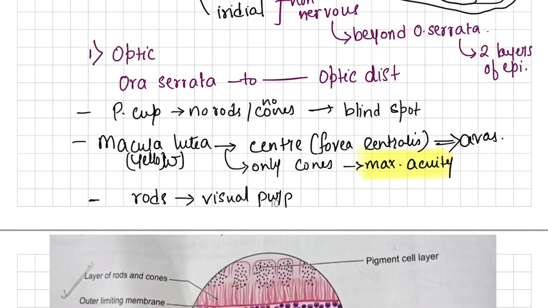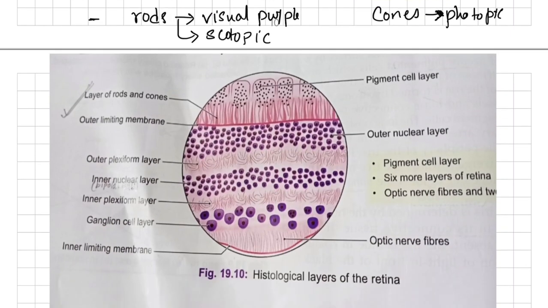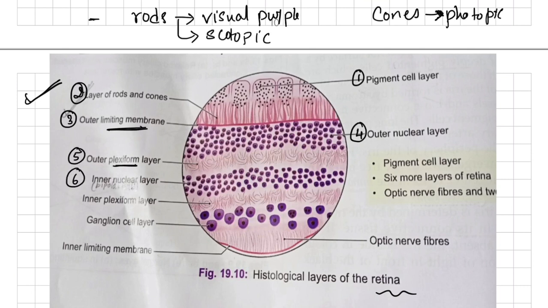Now rods are said to have visual purple and they show scotopic vision, while cones show photopic vision. Now there are 10 layers of retina which we need to learn. First is the pigment cell layer, rods and cones, outer limiting, outer nuclear, outer plexiform, inner nuclear, inner plexiform, ganglion cell layer, optic nerve fiber, and inner limiting membrane.